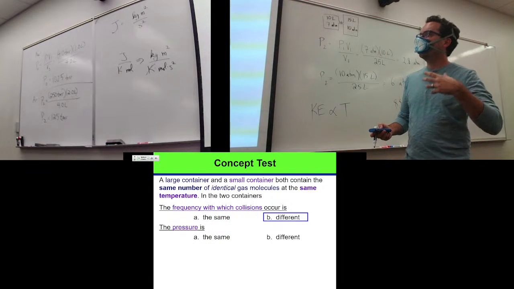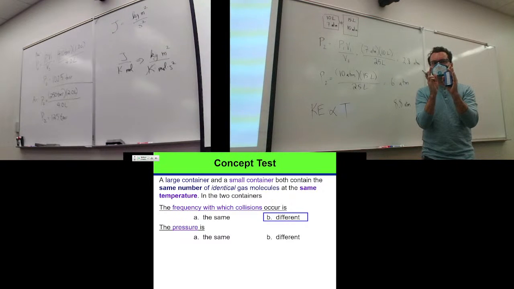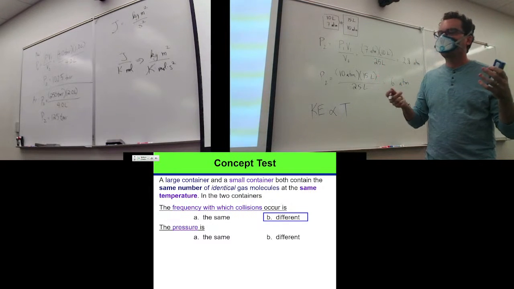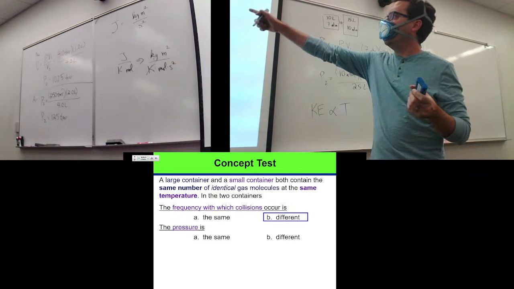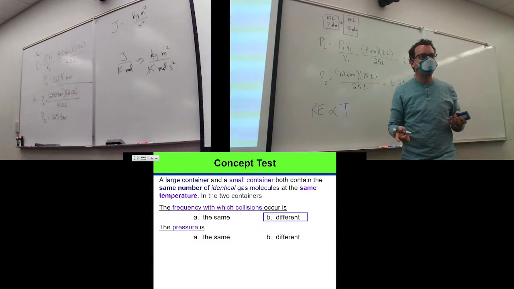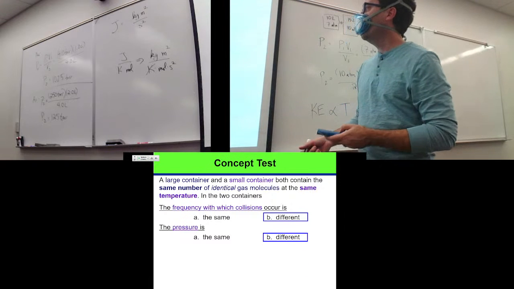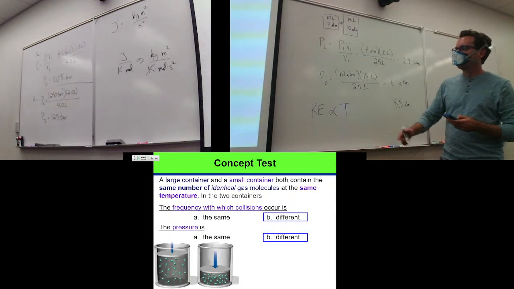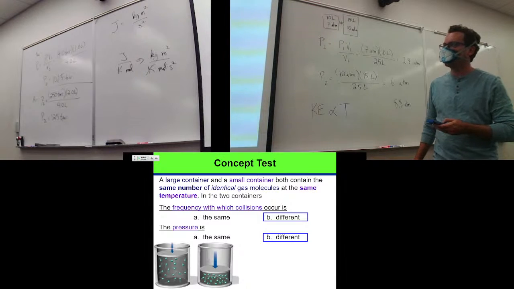Excellent. So why is it different? Well, if they're going the same average speed, a smaller container means they're going to hit the walls more often. We can even apply regular gas laws to it. V is smaller, so P is going to go up. Why P? Well, frequency of collisions is directly proportional to the pressure. The more collisions you have, the higher the pressure is going to be. And so I just gave that away. The pressure is going to be different. Okay? So there's a visual of that scenario. Same gas, same number of moles, one's in a smaller container.